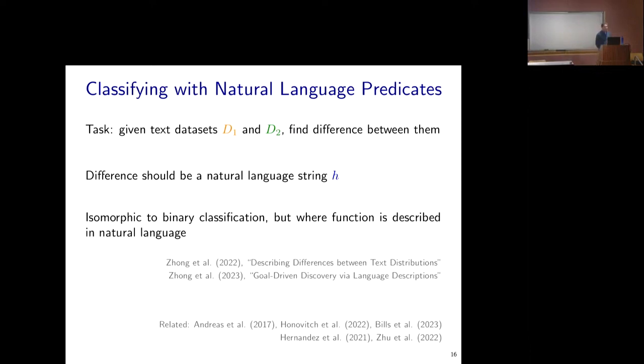The task is: given two text datasets, D1 and D2, we want to find the difference between them. But the difference should be specified by a natural language string H. So this is basically binary classification, but where the classifier has to be stated in natural language rather than as a neural net. Why would you want this? If you just care about classification accuracy, then you should probably use a neural net. But the neural net is a black box, and we don't understand what's going on. If we have a natural language string, now we actually understand what the difference is.